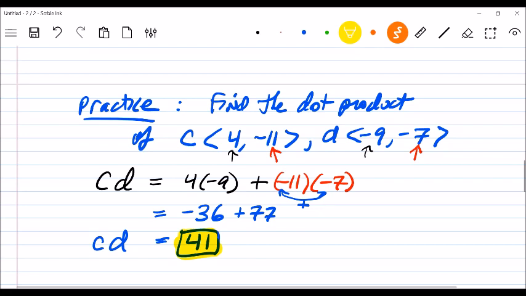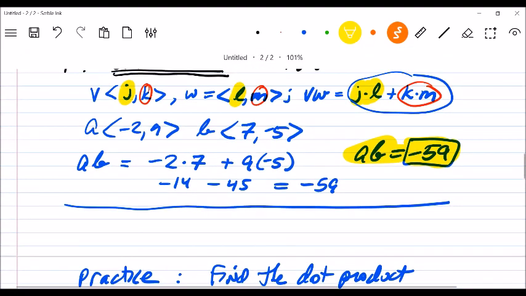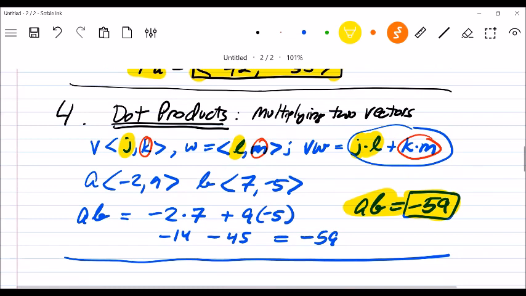So this one's different than the other things we did before, like adding, subtracting, and scalar multiplying, because you get a single number as a result for the dot product when you multiply two vectors together. Hopefully this made sense and that you're able to do it now too. So I'm glad that you were here, and thank you for watching and listening.